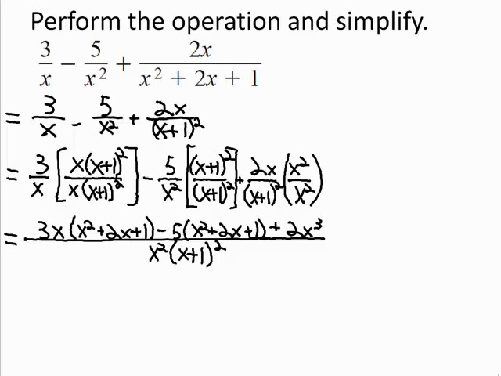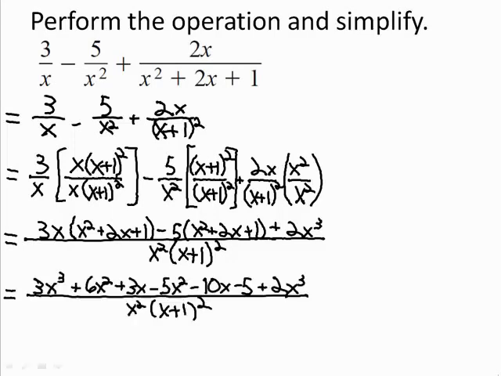Distribute the 3x and the negative 5 to the quantities x squared plus 2x plus 1. Combine like terms. The simplified expression is 5x cubed plus x squared minus 7x minus 5, divided by x squared times the quantity x plus 1 squared.